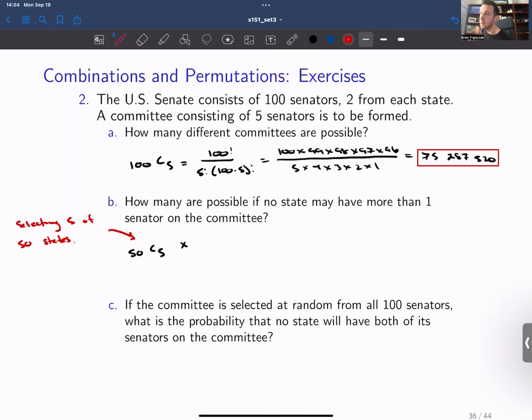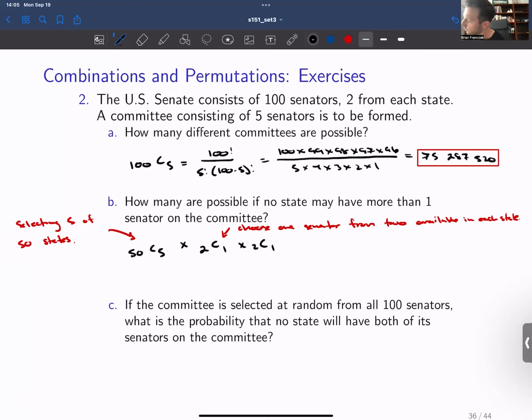When I select a state, I have 2 choices for the senator that enters onto the committee. So I have 50C5 times 2C1. So I'm choosing one senator from the 2 possible within each state. Okay, so this is choose one senator from 2 available in each state. Now I have to repeat this calculation for all 5 states.